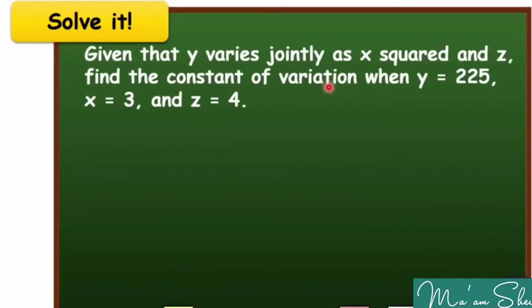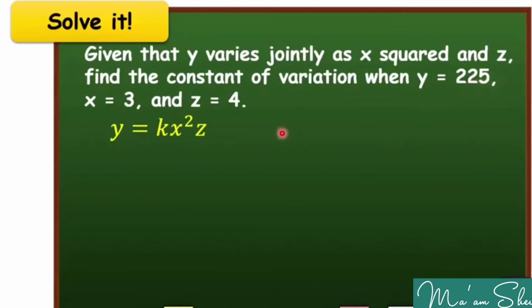Now let us solve problems involving joint variation. Given that y varies jointly as x squared and z, find the constant of variation when y is equal to 225, wherein x is equal to 3 and z is equal to 4. So, dito hinahanap natin ay ang constant of the variation or yung k. So, what are we going to do? So, let us first translate it into mathematical statement. So, y varies jointly as x squared and z. So, isusulat lang natin si x squared and z and then imumultiply natin kay k or yung constant. So, ito yung magiging equation natin.